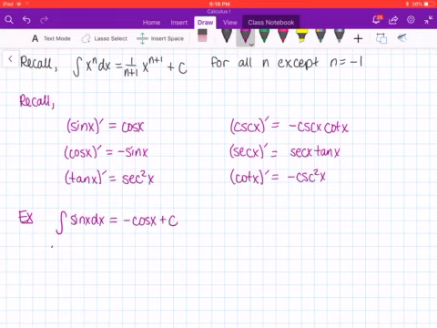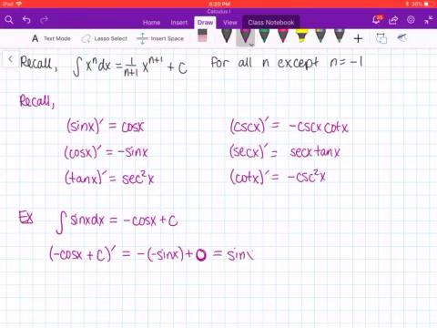And we can double check that by taking the derivative of our answer, our antiderivative, and then seeing if we get sine x. So let's take the derivative one at a time here. So the negative's along for the ride. The derivative of cosine is negative sine x. And then the derivative of c is 0. Okay, then we got a negative and a negative, and we get sine x. And so therefore, this is correct.